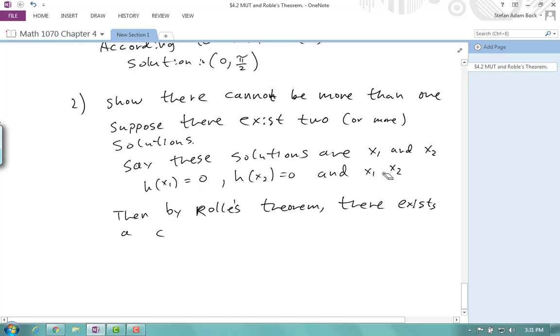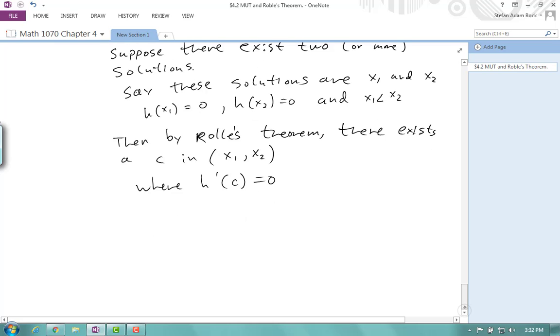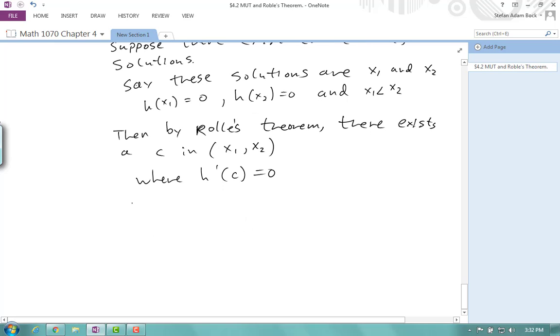So instead of not equal, we'll just assume that x1 is the one on the left and x2 is the one on the right. That makes this part easier to believe. There exists a c in between x1 and x2 where h prime of c is equal to 0. Great. But there's a big but here.